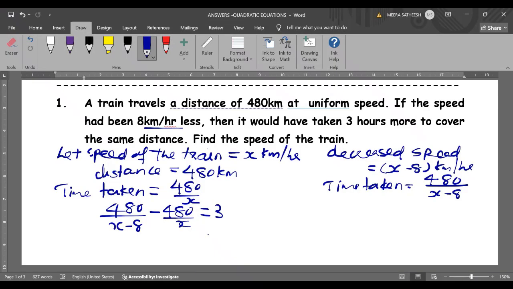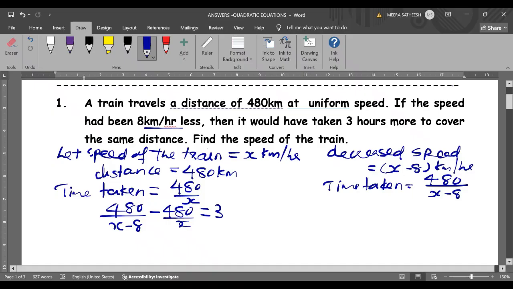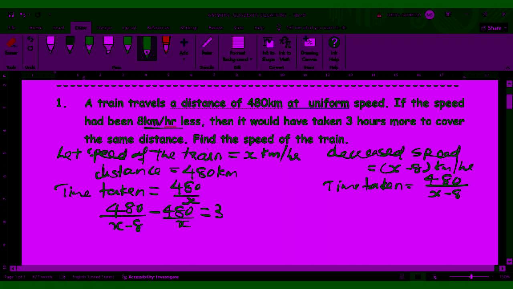So the order should not confuse you. You have to put the correct order. You have to understand which speed gives more time, and accordingly you have to write it. Or if you have any confusion, what you can do is, it is given that speed is less, then it would have taken 3 hours more. So you can write 480 by x minus 8 equal to 480 by x plus 3. Then you can bring this side so you won't make a mistake.